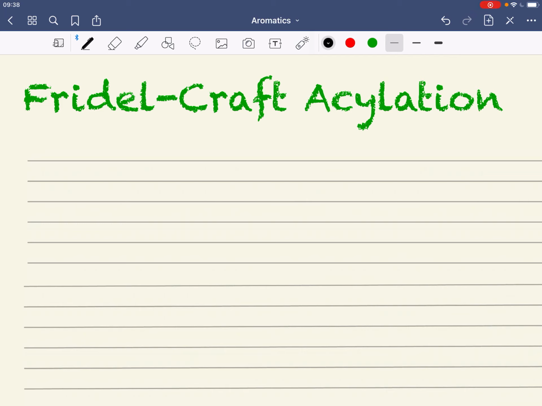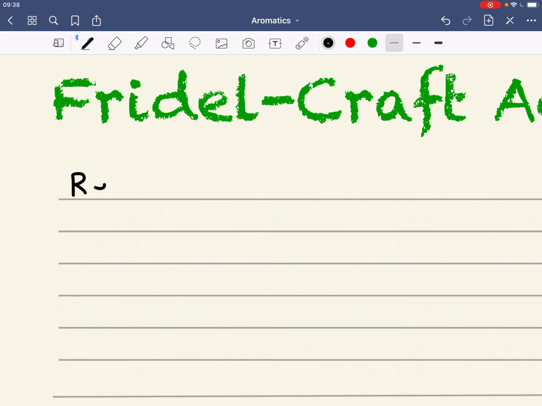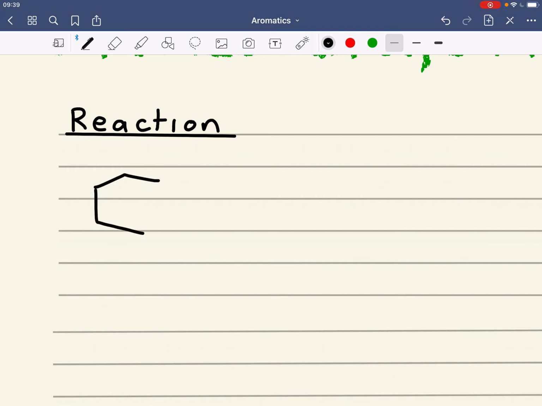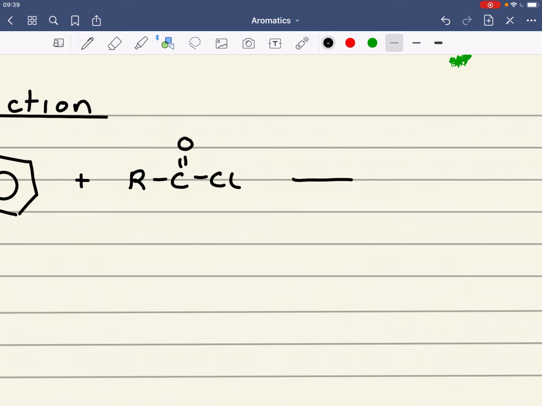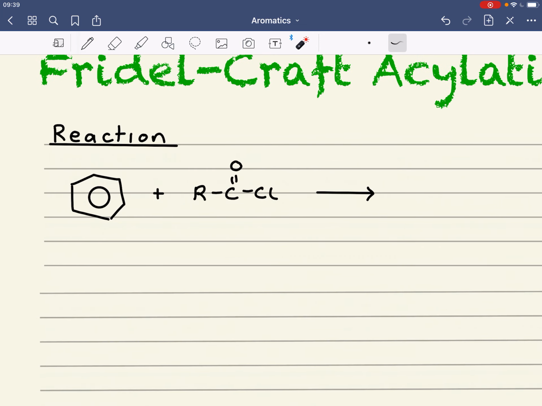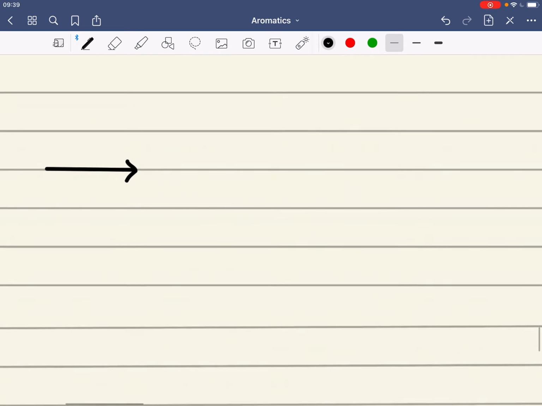Here we're going to look at the Friedel-Crafts acylation of benzene, and the reaction is as follows. The reaction is the reaction of benzene with an acyl chloride, which has the following structure: RCOCl. What we get in this reaction is that one of the hydrogens from benzene is lost and replaced by this RCO group, and the hydrogen from benzene tags on to the Cl to produce HCl.